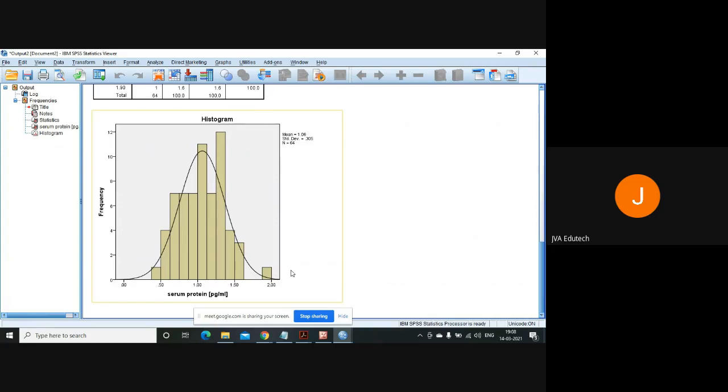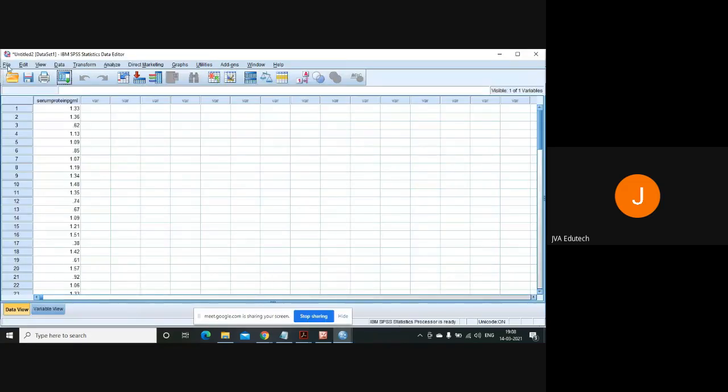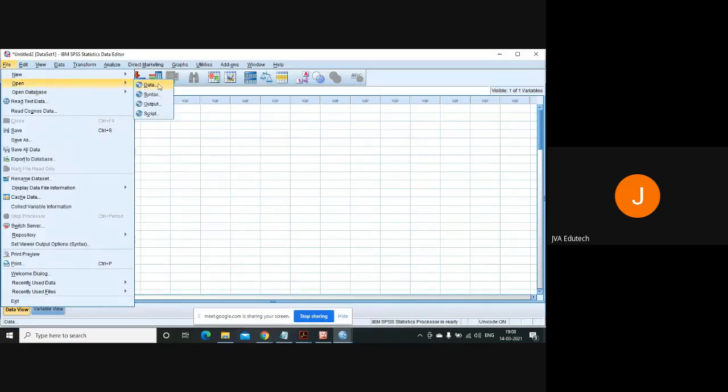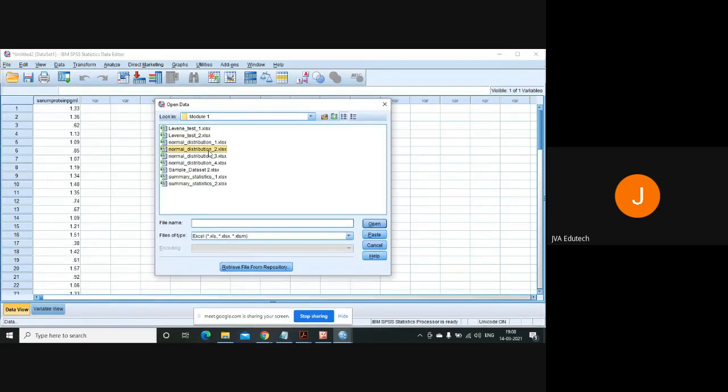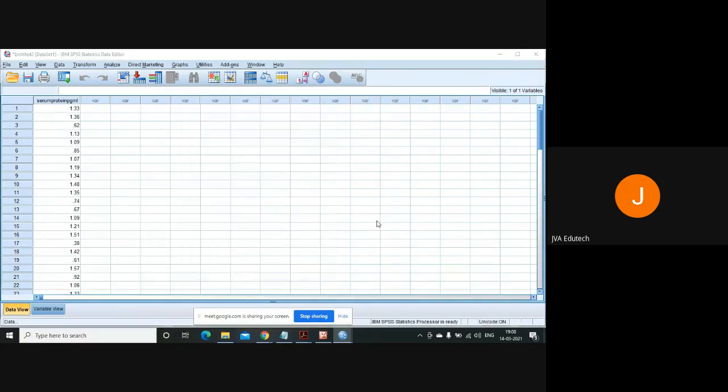Now, this is the case when you are testing normality under a very standard condition. What if you have to check normality between two groups? Your data is divided into two groups, and then you have to check the normality. So let's open another data set for this, normal distribution underscore 2. Let's see what this data tells us.